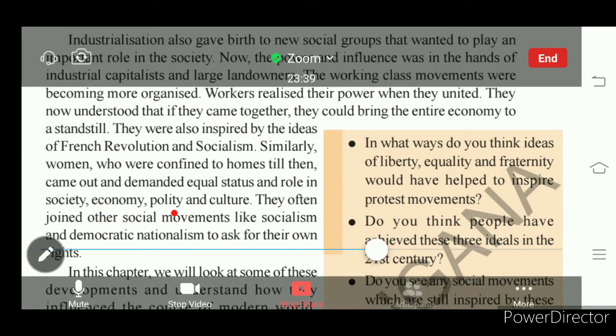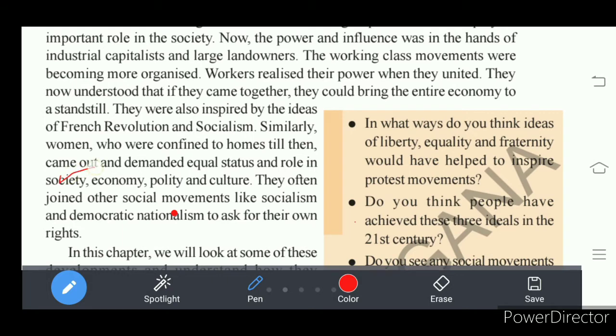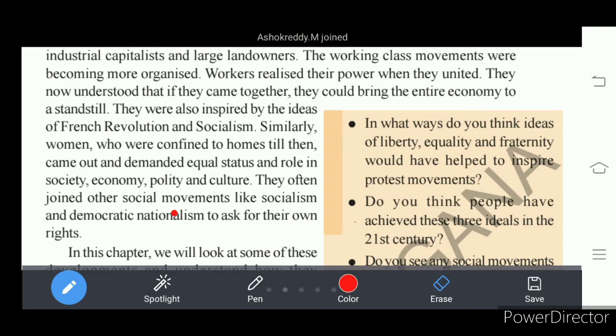That means they should receive due respect in society like men. And they also wanted to work outside the home like men. That means they wanted to be job holders. They wanted to enter politics to become representatives. And they wanted to bring a new culture in society where they could enjoy equal status with men. So in culture, in politics, in economy, and in society, they wanted equal status. For that, they demanded due to industrialization.